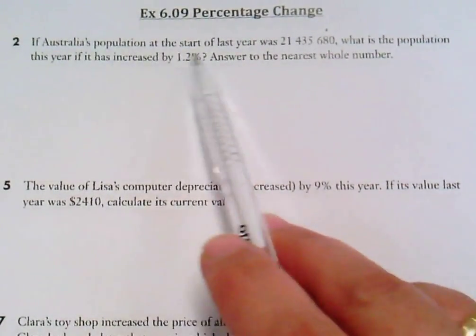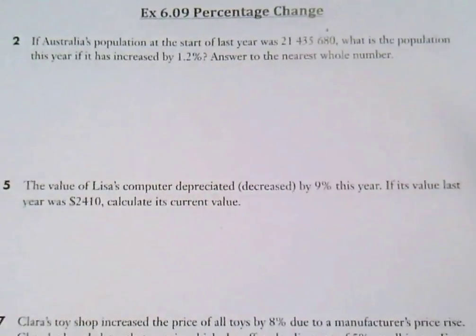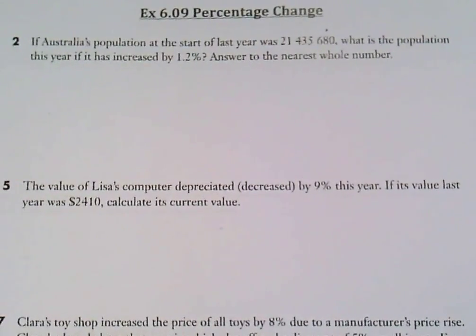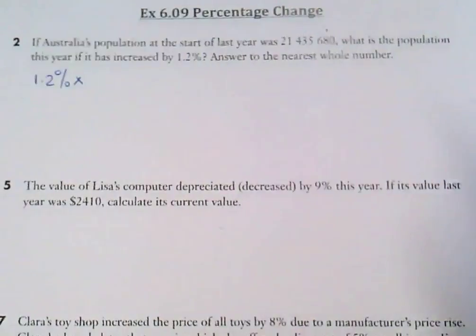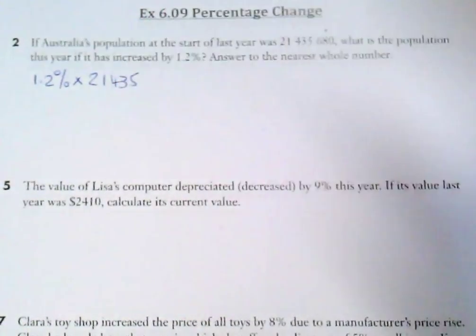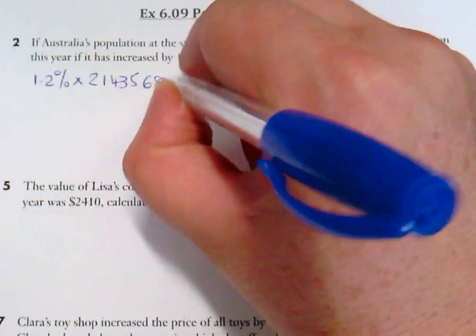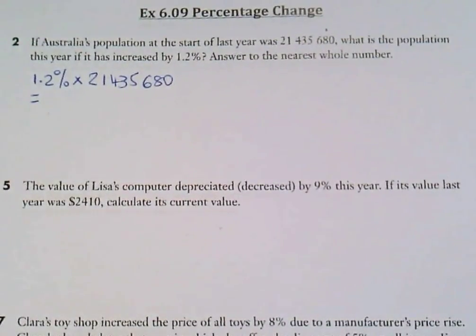So it says if Australia's population at the start of last year was 21,435,680, what is the population this year? If it increased by 1.2%, there are two ways of doing it. You can work out 1.2% of 21,435,680 and get an answer. So with this first method, you have to use two steps to do it, okay? So can someone work that out?